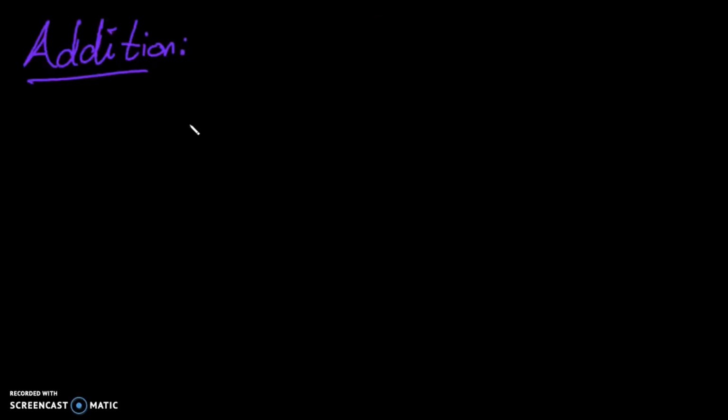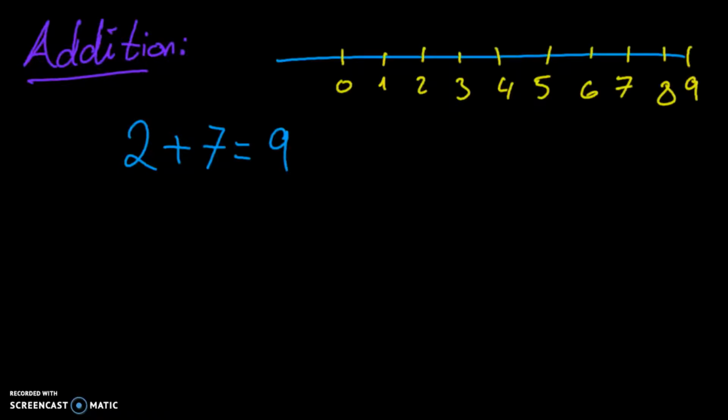Now let's look at addition. Let's say, for example, we have two numbers, 2 and 7. 2 plus 7 is 9. Now we can use the number line to look at this. So we start at 2, and we go 7 units to the right. So 1, 2, 3, 4, 5, 6, 7. And we get 9. We reach 9.